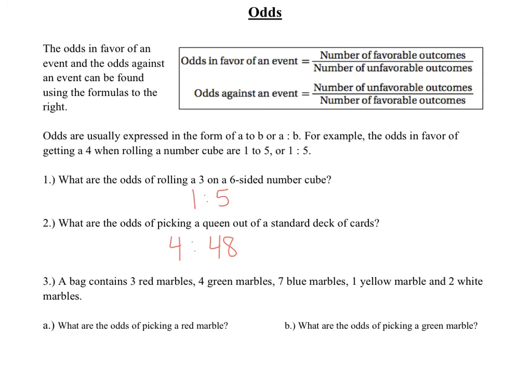Just like with probability, you can reduce if you want, but you don't have to. So if you want to, you could reduce that to 1 to 12, divide them both by 4.